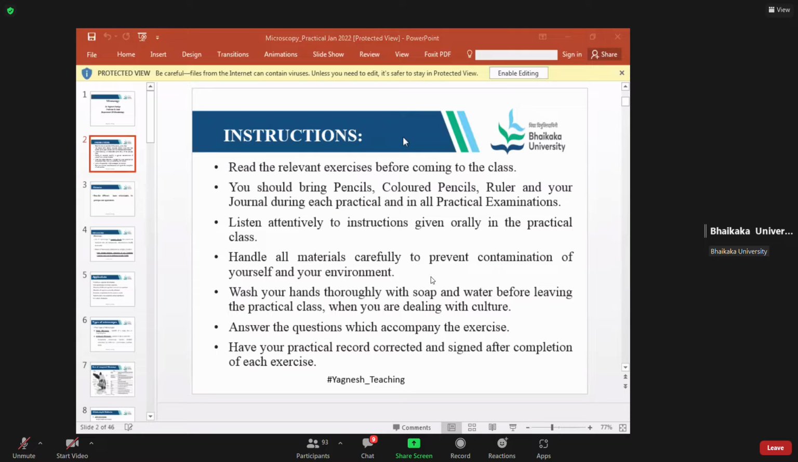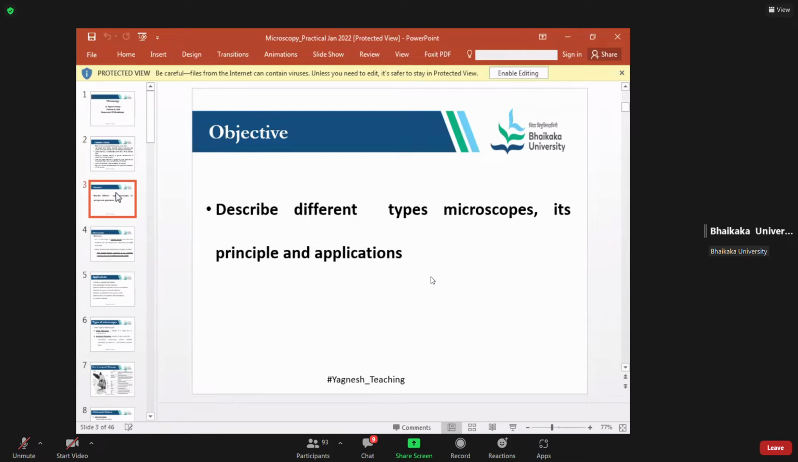So let us move to the first practical. The objective of this practical is to describe different types of microscope, its principle and applications. So this is the objective of this practical. I will run these slides one by one, and we'll try to understand this objective.